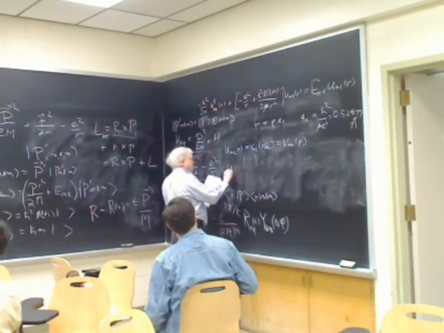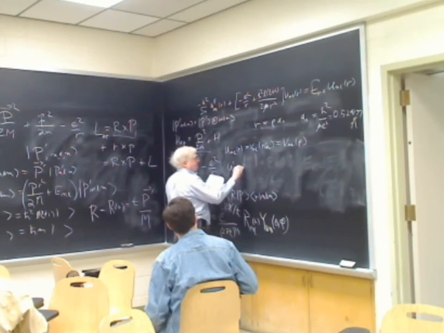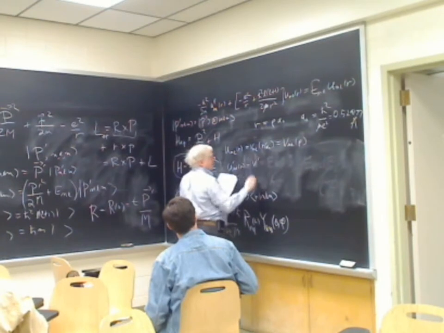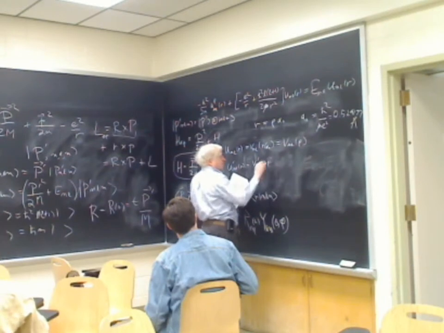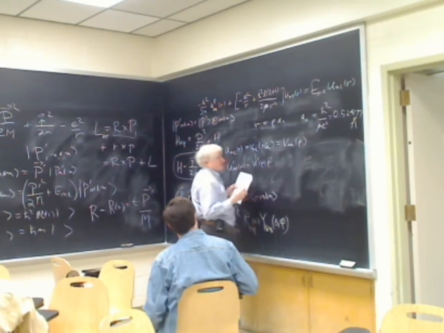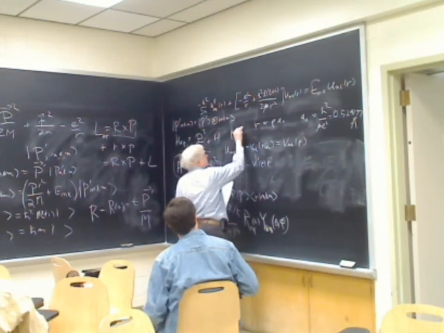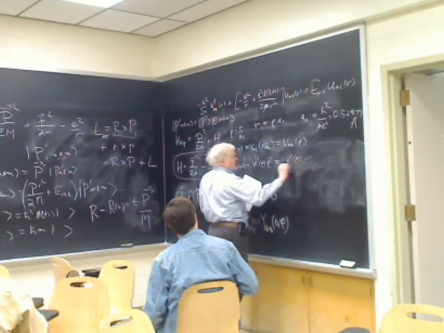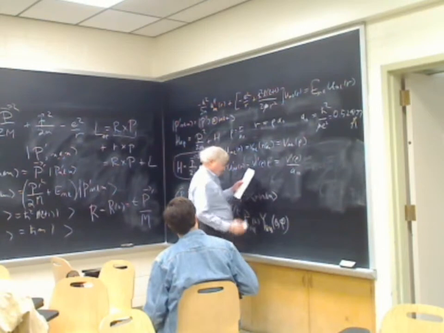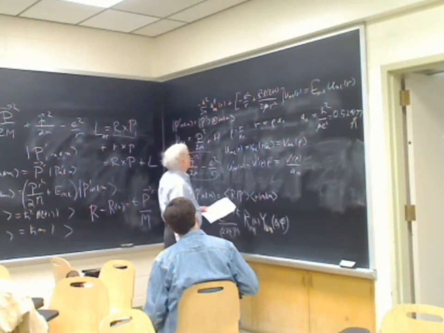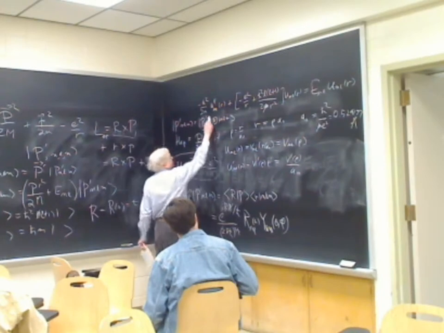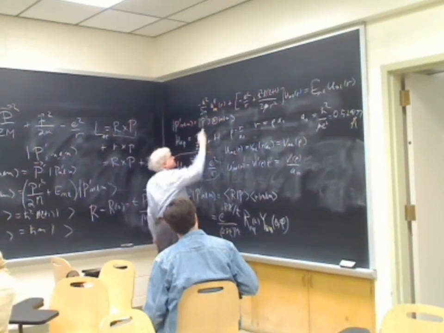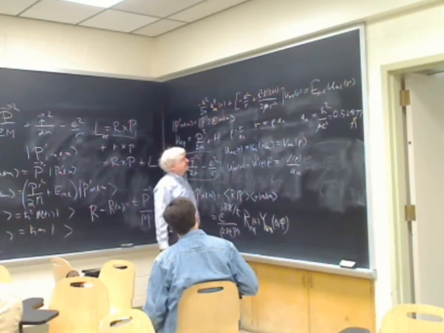And that means then that u prime_nl of r is v prime of rho times rho prime, that is to say, the derivative of rho with respect to r. Rho is r over a0. And so this is v prime of rho divided by a0. And that means that when we do this up here, if u is going to turn to v, we're going to have two factors of a0.